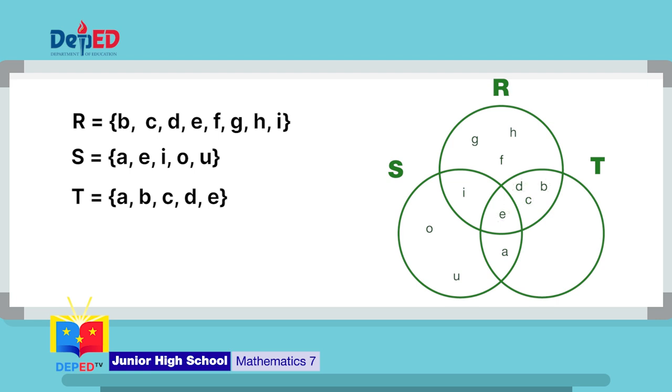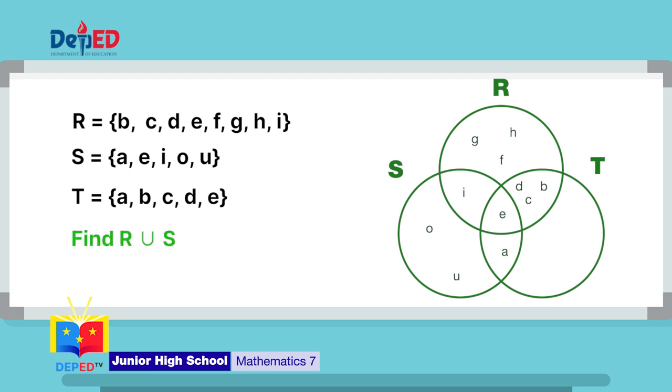We are given for this exercise sets R, S, and T, which are all joint sets. This is because they have one or more common elements with respect to the remaining sets. Now, find R union S.